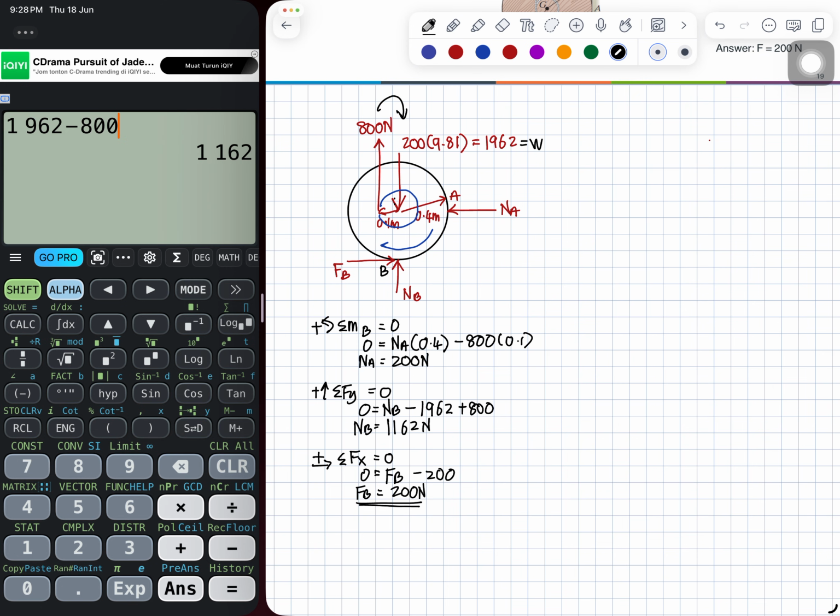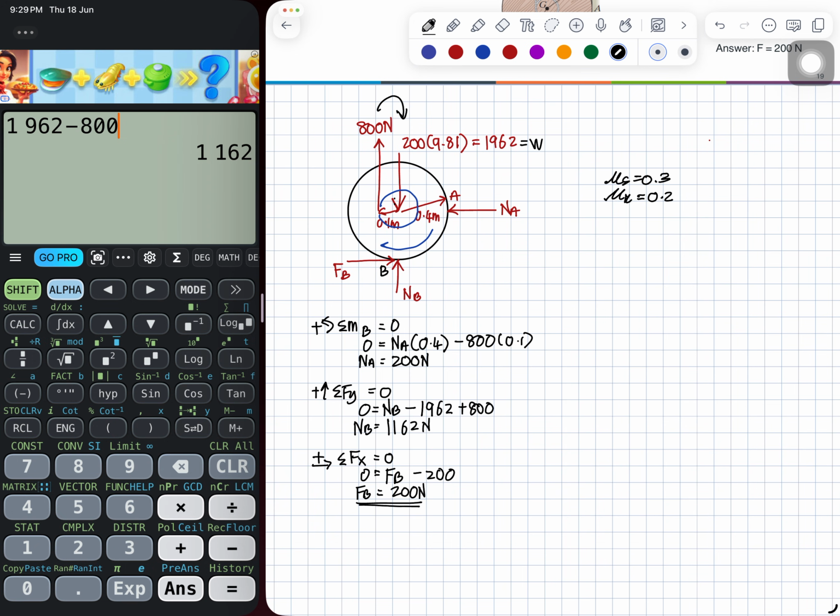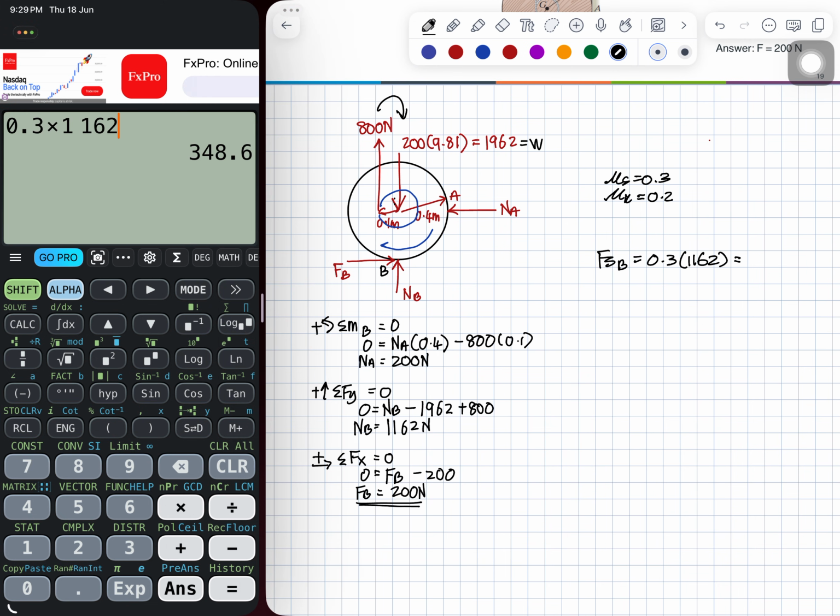But since the question gives you mu S equals 0.3 and mu K equals 0.2, we need to justify whether the spool is in equilibrium, in impending motion, or in kinetic condition. For the friction force at B, Fs, we use the static coefficient: 0.3 times NB, which is 1162. So we get 348.6 Newton.